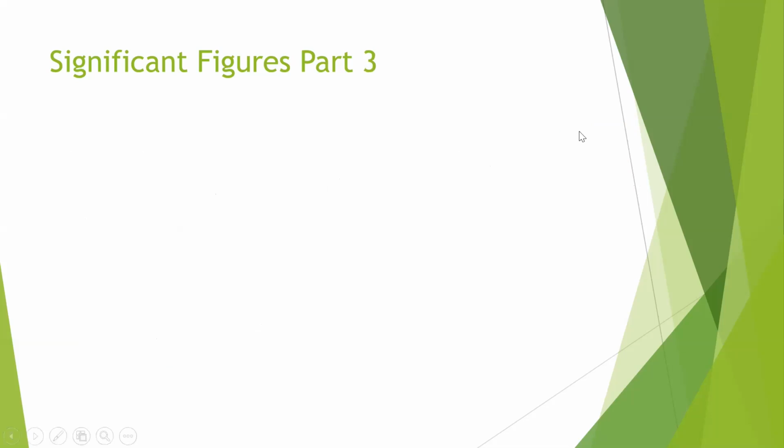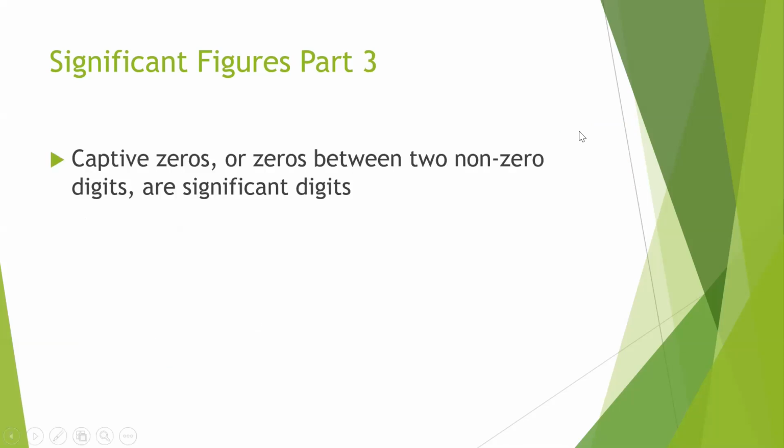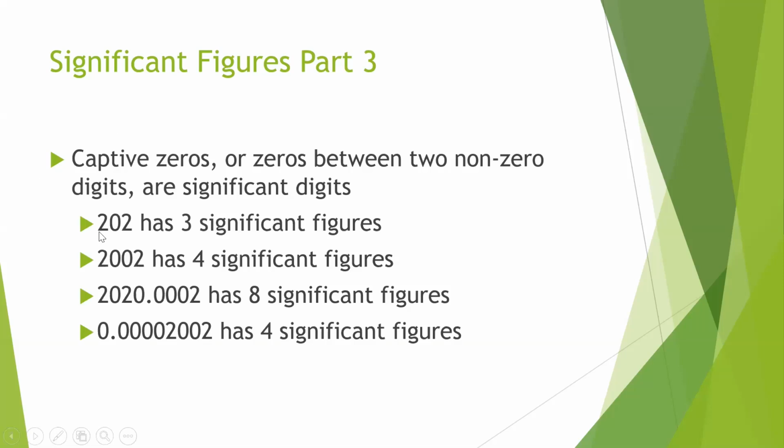So now let's go to rule number 3. I define something called captive zeros, or zeros between 2 non-zero digits, and they are significant. So this 0 is captive between the other 2 non-zero digits, so all of them are significant. In 2002, those 2 zeros are captive as well, so they are significant. So everything's significant, for 4. In this case, this 0 is captive from 2 to 0, and all of these zeros are captive from this 2 to this 2, so everything is significant as well.